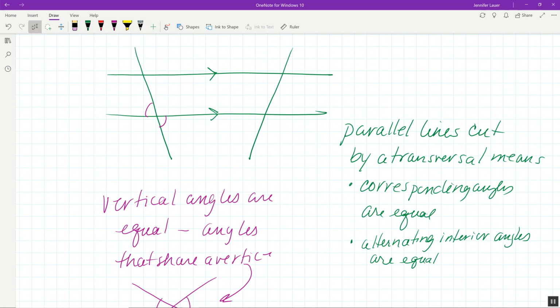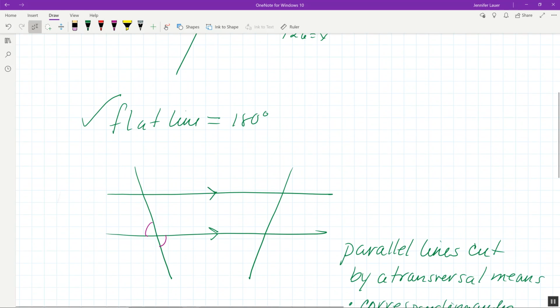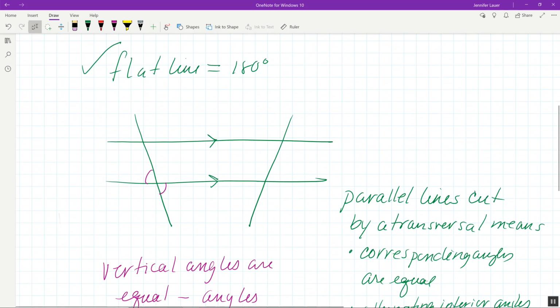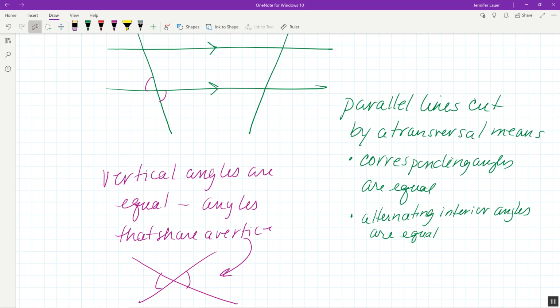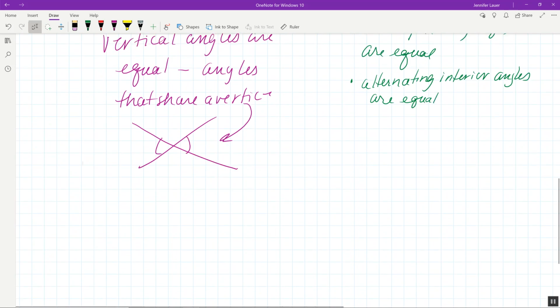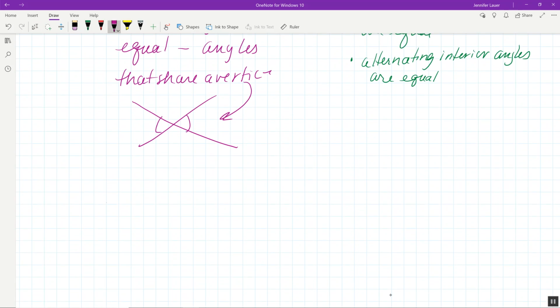So parallel lines cut by a transversal means corresponding angles are equal and alternating interior angles are equal. You need to keep in mind that a flat line equals 180 degrees. If you have all that, you're not going to have any problems doing the angle problems. So let's do a couple examples to see if you can understand what I'm talking about.